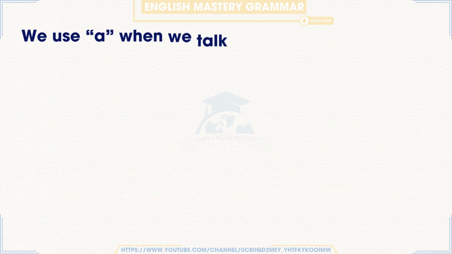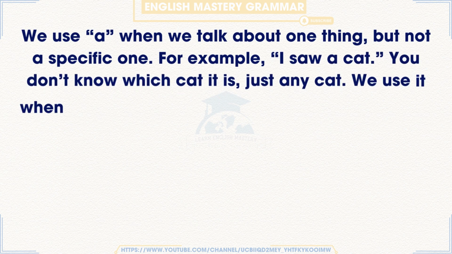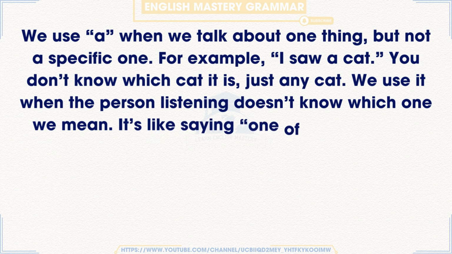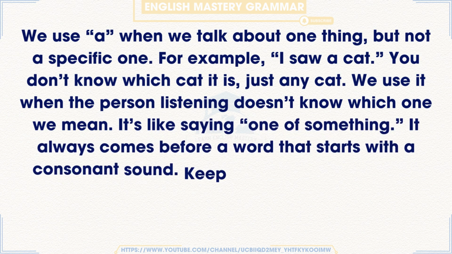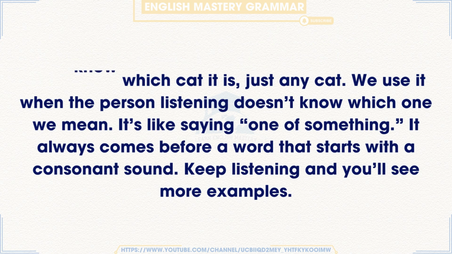We use a when we talk about one thing, but not a specific one. For example, I saw a cat. You don't know which cat it is, just any cat. We use it when the person listening doesn't know which one we mean. It's like saying one of something. It always comes before a word that starts with a consonant sound. Keep listening and you'll see more examples.